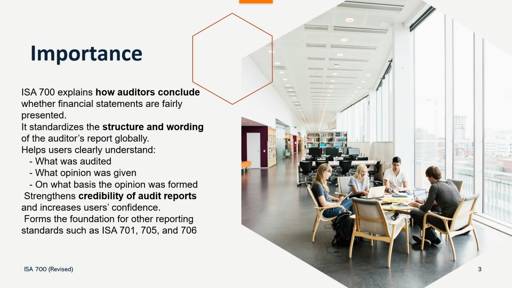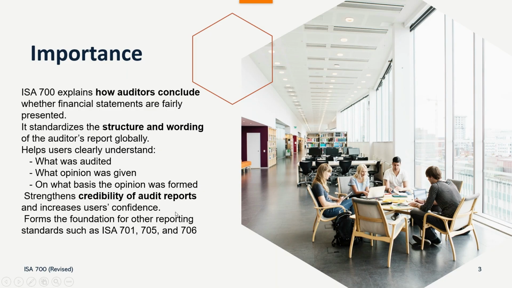Now we have to understand the importance of ISA 700. ISA 700 is one of the most important audit standards because it explains how the auditor concludes whether the financial statements are fairly presented. It standardizes the structure and the wording of audit reports globally. This means an audit report prepared in one country can be understood in the same way in any other country in the world.